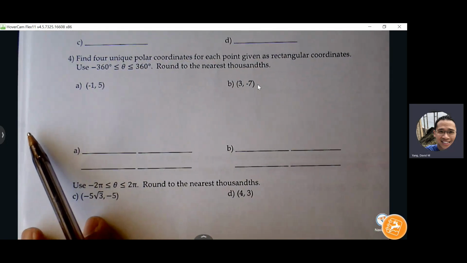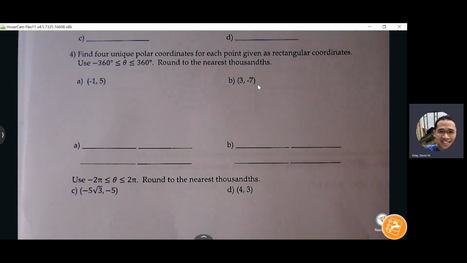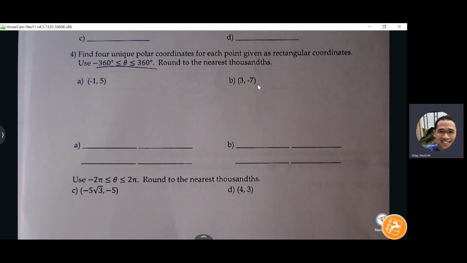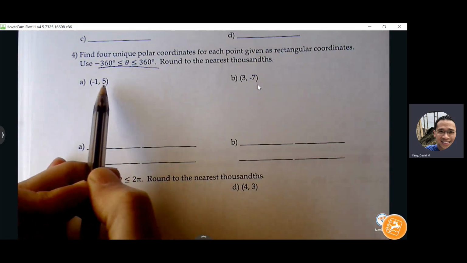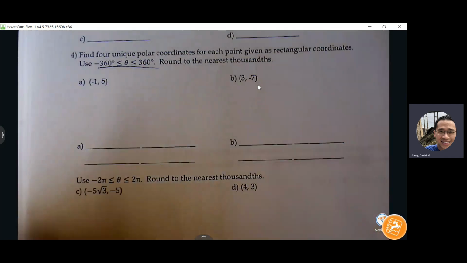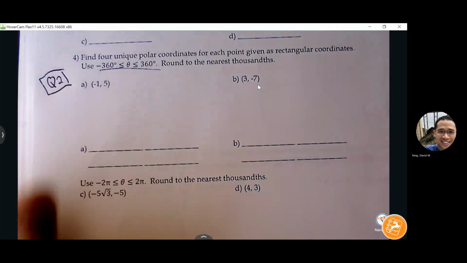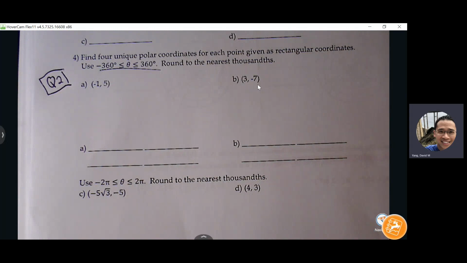Number 4 says find 4 unique polar coordinates for each point given as a rectangular coordinate. Use negative 360 to 360. So pretty much like that first page, but we have to make sure we can get it into polar form first. So for A, first thing we have to make sure that we are completely understanding here is which quadrant is this ordered pair in? Quadrant 2. So make sure that you are understanding that. So every ordered pair you create has to land in quadrant 2.